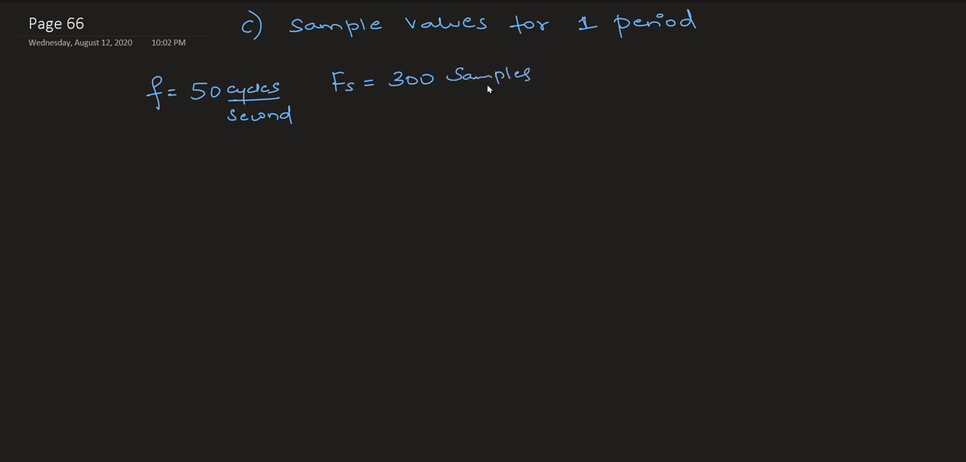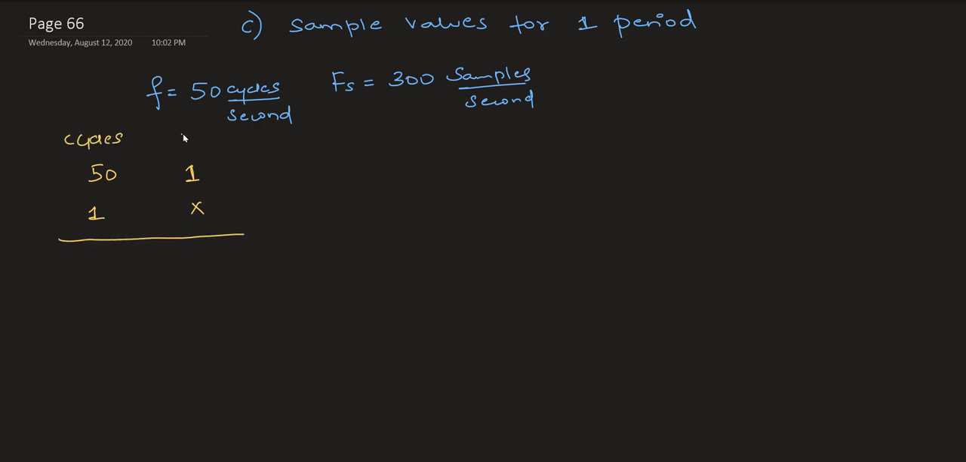Sub-question C is telling us to find the sample values for one period. So I'm going to do a few things here. I'm going to write what are the knowns, what are the available things from the question. I know the frequency of my signal, which is 50 cycles per second, and I also know my sampling frequency, which is 300 samples per second. Now I'm looking for sample values in one period, that is how many samples per cycle. When they say you're looking for one time period, that one time period is nothing but one full cycle of the sinusoid. So my one full cycle of the sinusoid is going to contain how many samples?